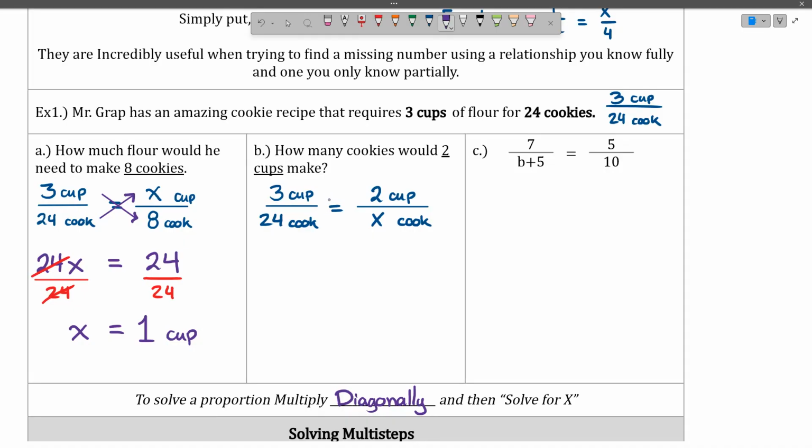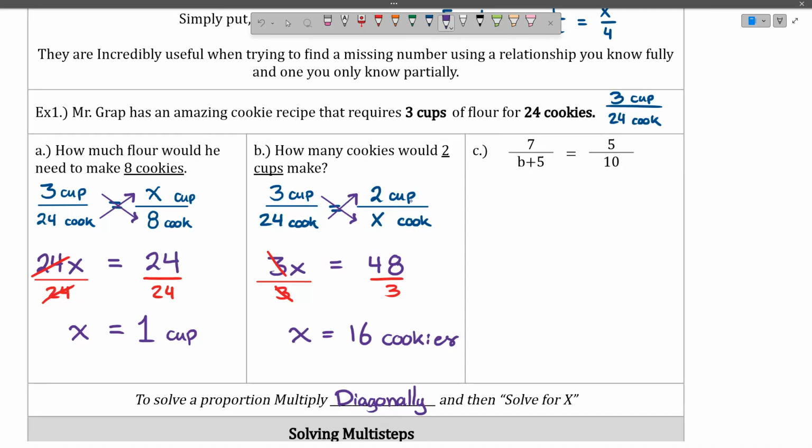So let's do that. Cross multiply. Again, I like to start with my variable. So 3 times x just becomes 3x. And then 24 times 2, so it equals 48. And now I want to undo this 3. Well, this is 3 times x. So once again, to undo it, we will just divide, slice and dice, and there you go. X is equal to 48 divided by 3. Well, that would be 16. 16 what? Well, x stood for my cookies, so I know that 2 cups of flour will make 16 cookies.